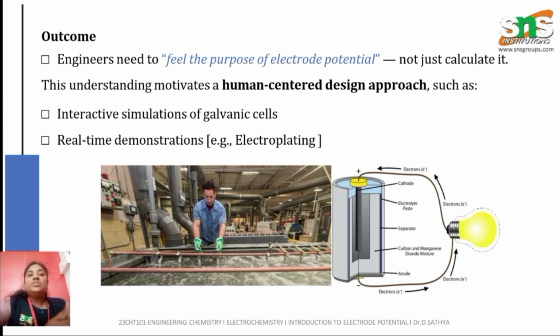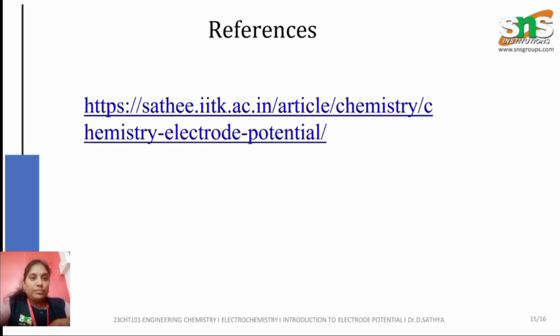We need engineers to feel the purpose of electrode potential and how it is used in everyday life. This understanding motivates a human-centered design approach, such as interactive simulation of the galvanic cell and real-time demonstrations like electroplating. In another section, we will discuss electroplating.